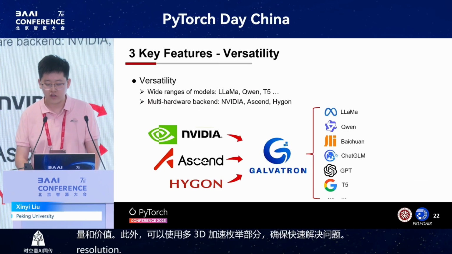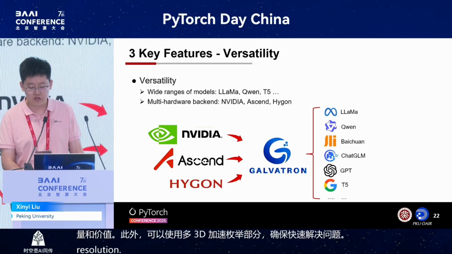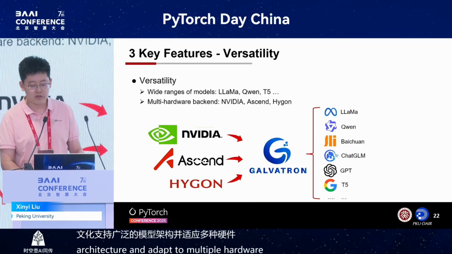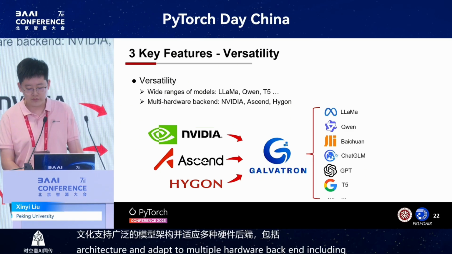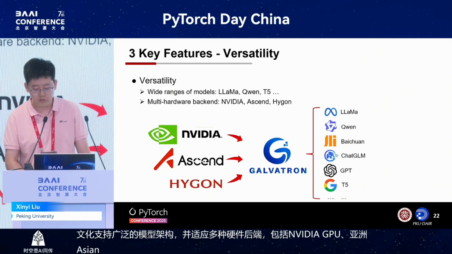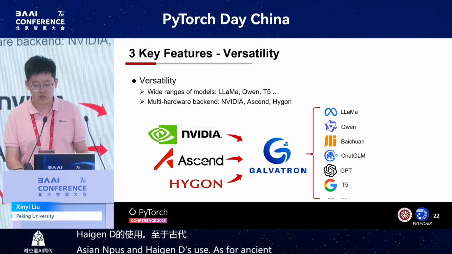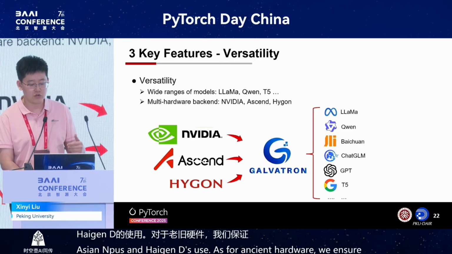As for versatility, Galvatron supports a wide range of model architectures and adapts to multiple hardware backends, including NVIDIA GPUs, ASIC NPUs, and high-end DCUs. As for ASIC hardware, we ensure seamless integration through Torch NPU.